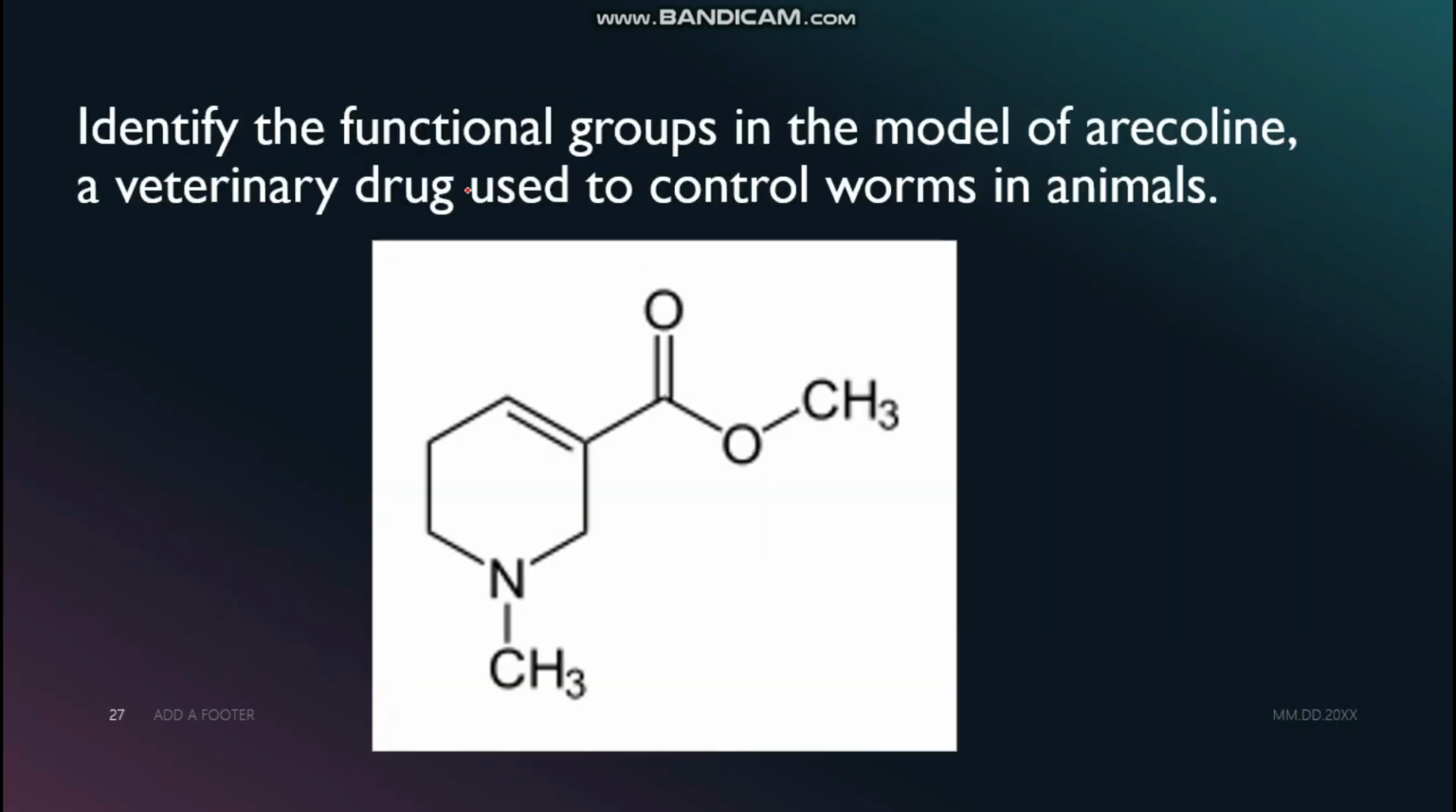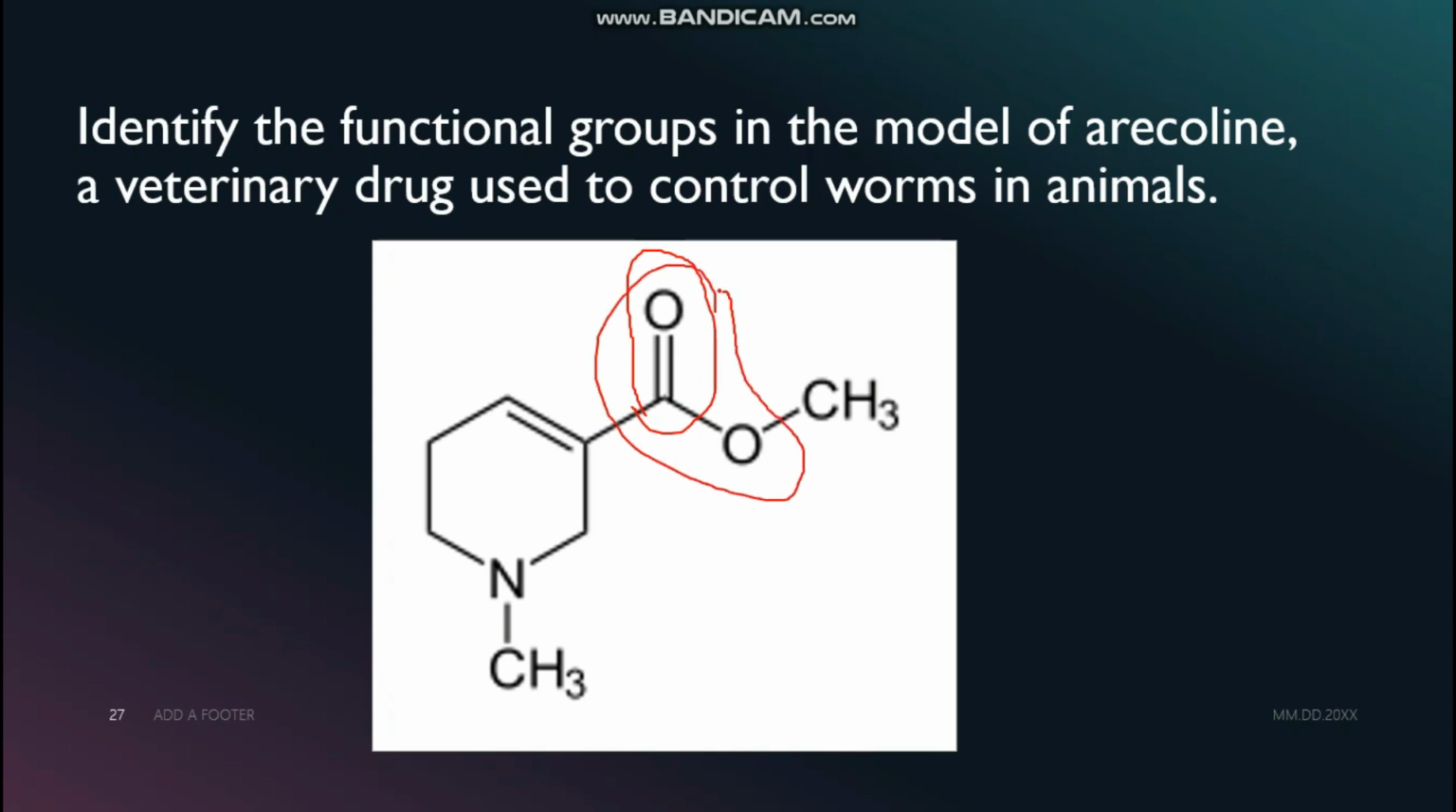So let's have a simple exercise, a simple problem, I mean. So let's identify the functional groups in the model of arecoline. So arecoline is a veterinary drug that is used to control worms in animals. Okay. So the functional groups we have here is this one.